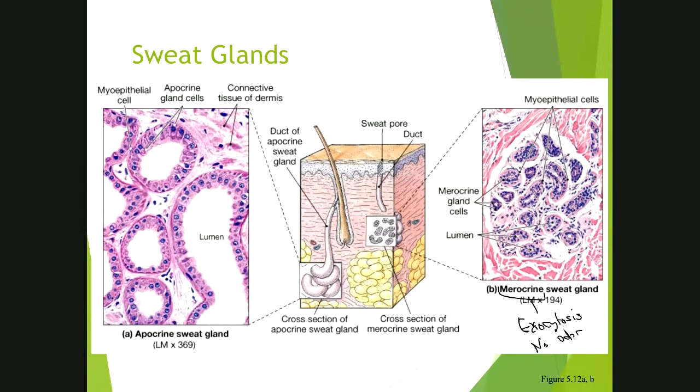But apocrine, remember, the top is going to pinch off. And when the top pinches off, we're going to have cell parts in the sweat, which is food for bacteria. And so we're going to wind up with body odor associated with these.